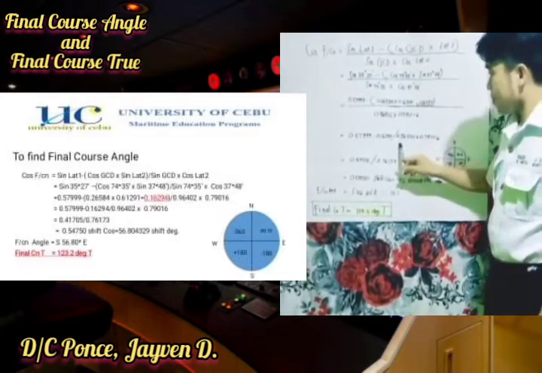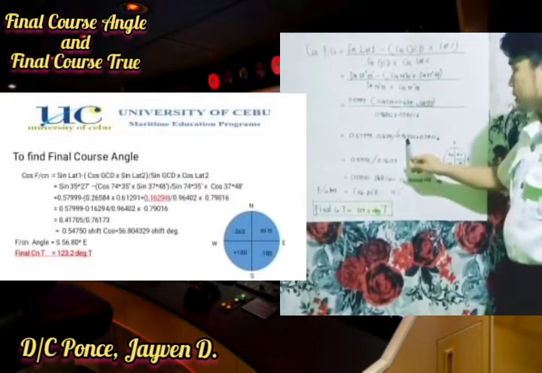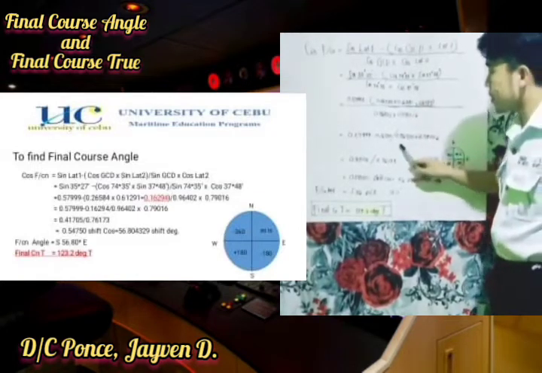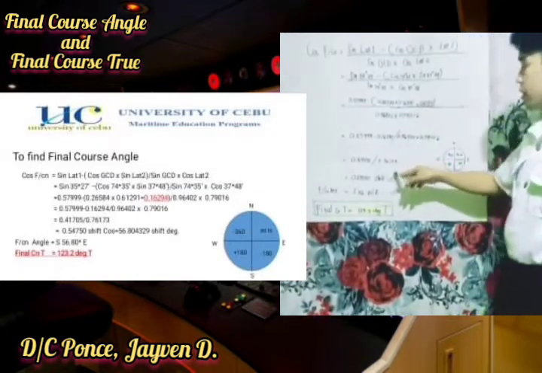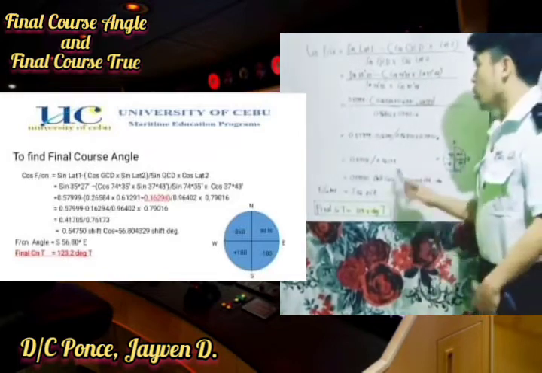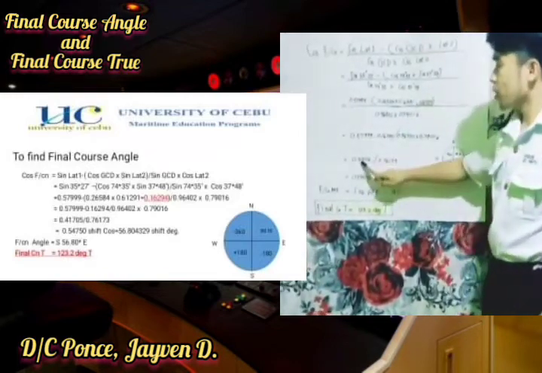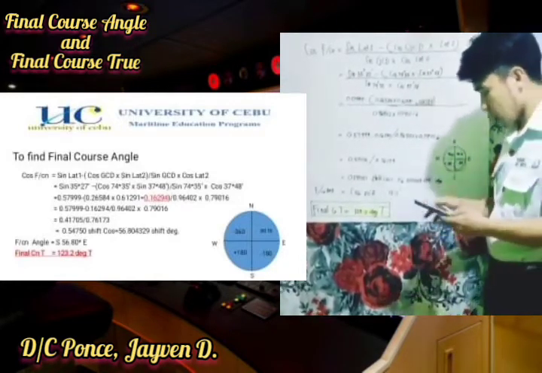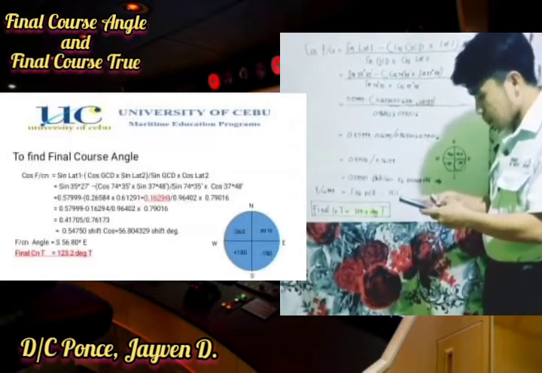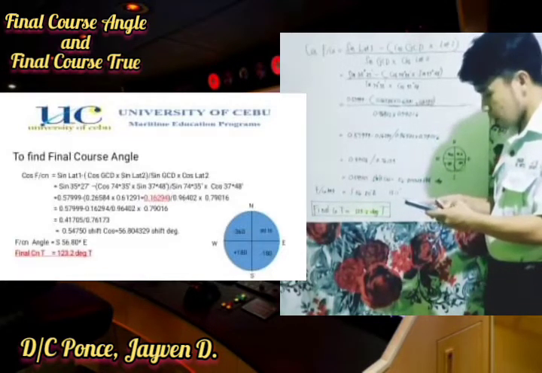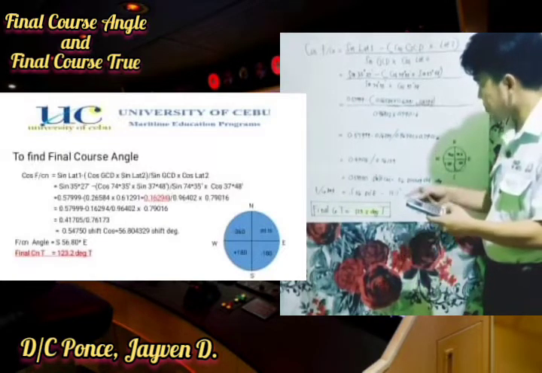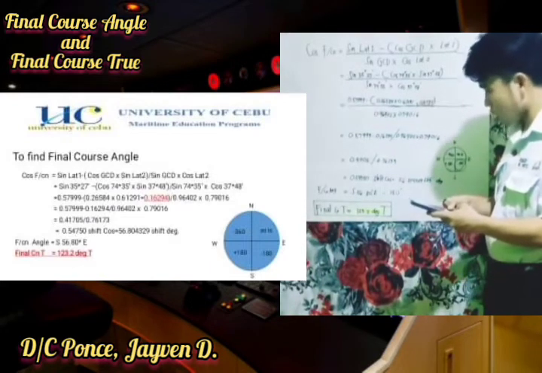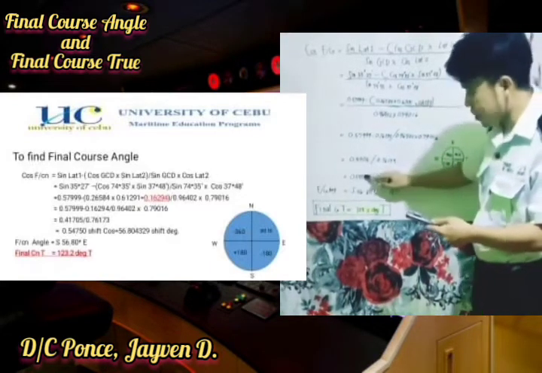So 0.96402 times 0.79016 gives 0.76173. Next, we are going to divide 0.41705 by 0.76173 to get this answer.